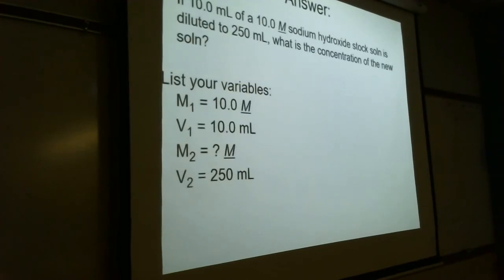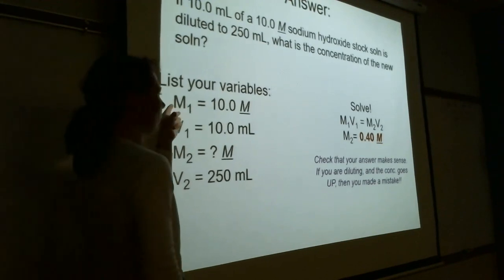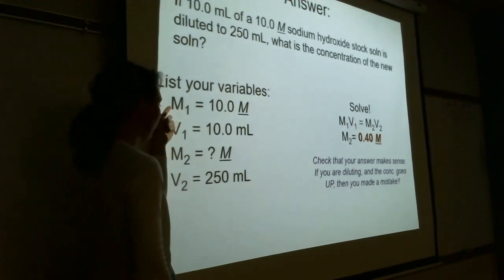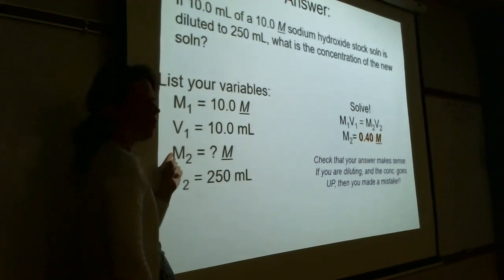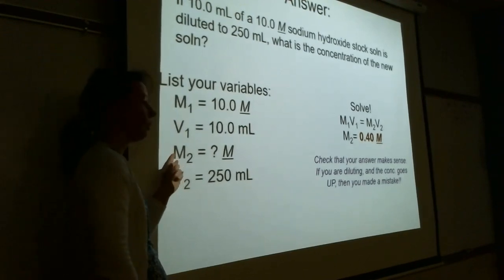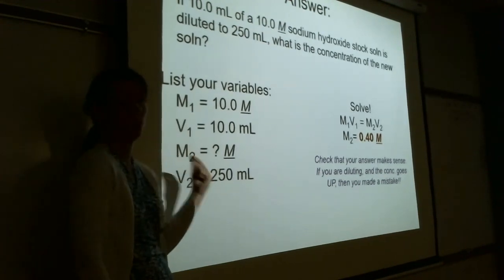So we're listing our variables. Our final answer is going to have how many sig figs? 2 or 3? 2. Right, 2 sig figs. Now always ask yourself if your answer is reasonable. The original concentration was 10, and we diluted it to 250. Does a molarity of 0.4 seem reasonable? If the molarity somehow goes up, then you know you did something really wrong.